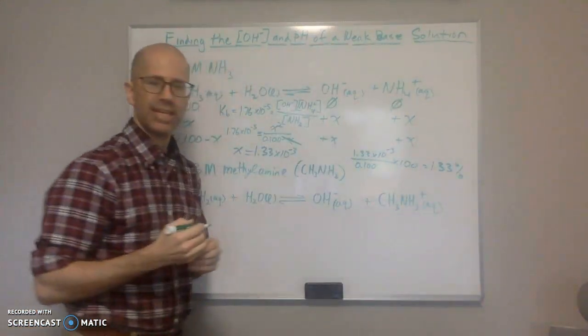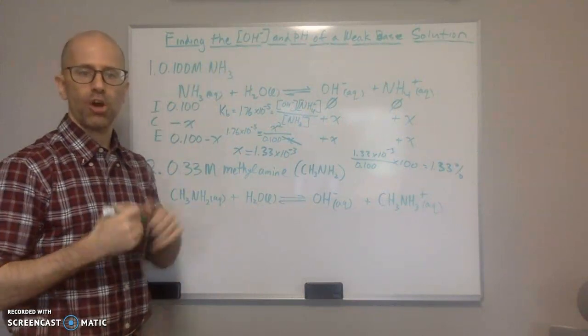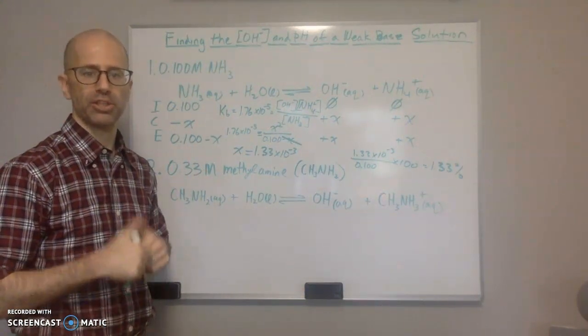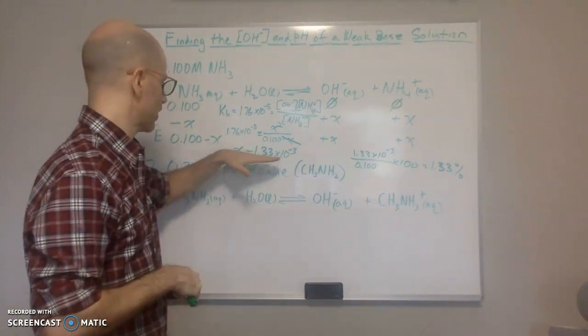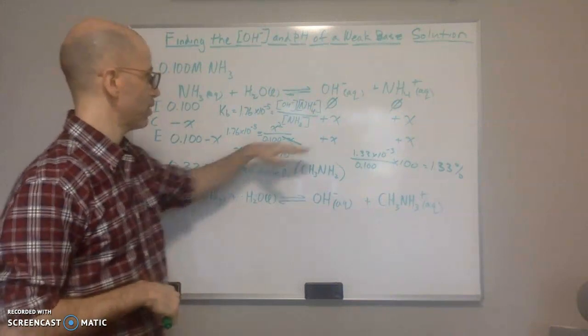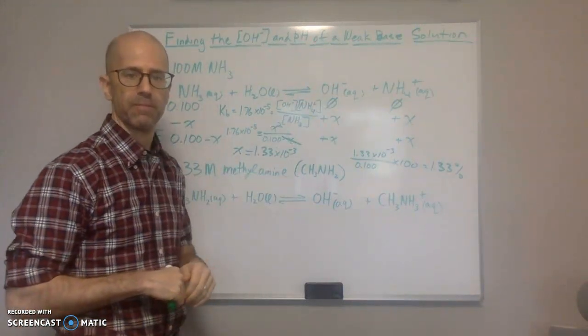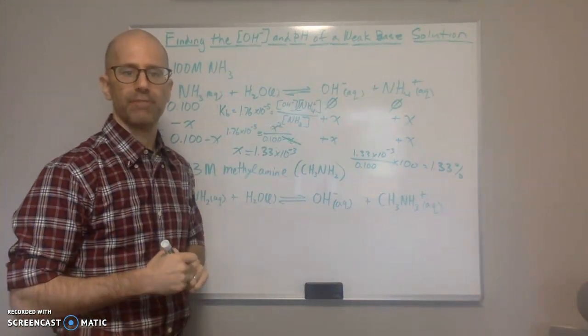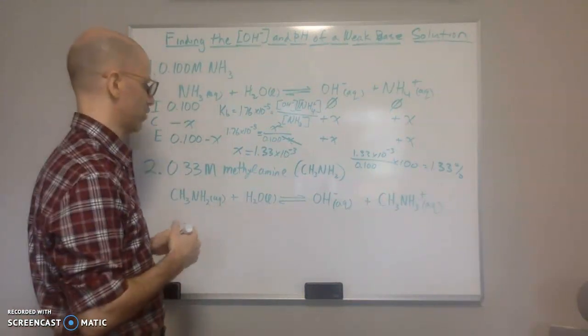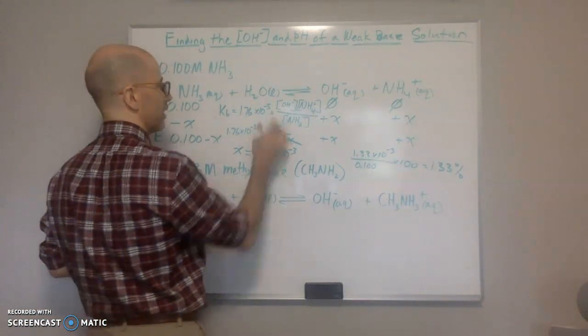So the percentage is less than 5. So this is a good approximation. So the x is too small approximation is valid. So we can keep x as 1.33 times 10 to the negative 3 for the OH concentration. Now we need to find the H plus or hydronium ion concentration.